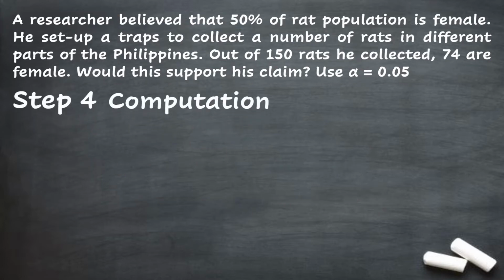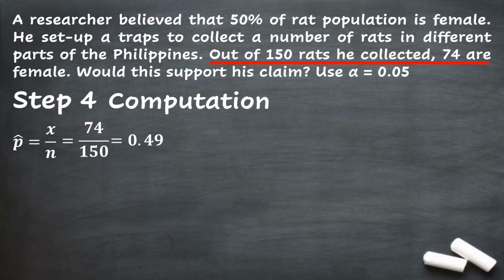Step 4 is the computation. We must identify the given values first before we can solve. We'll start with the sample proportion, which is x over n, and we base it on the given proportionality statement: out of 150 rats he collected, 74 are female. So we have x as 74 and n, the total number of samples, as 150.